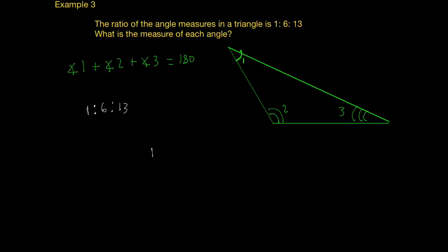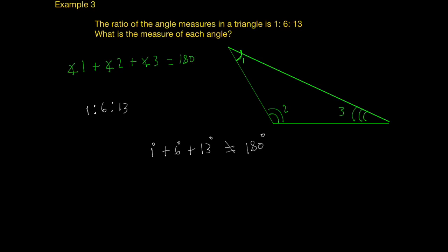So here we have 1 plus 6 plus 13. Remember, these are all degrees. But here we do not get 180 degrees. The problem here is that this ratio is in reduced form.